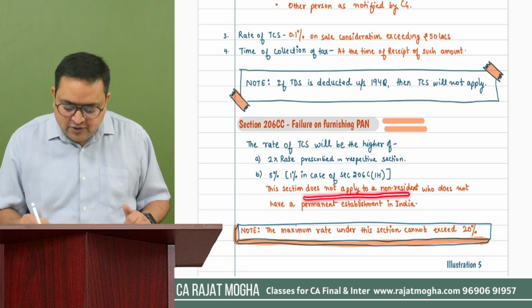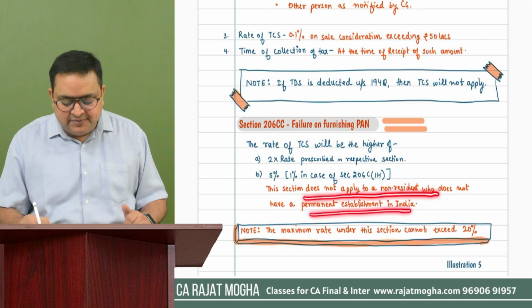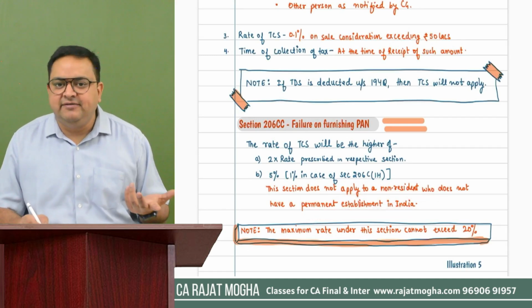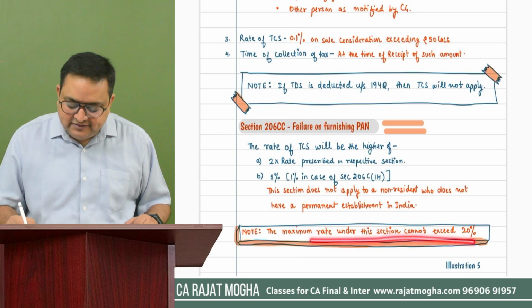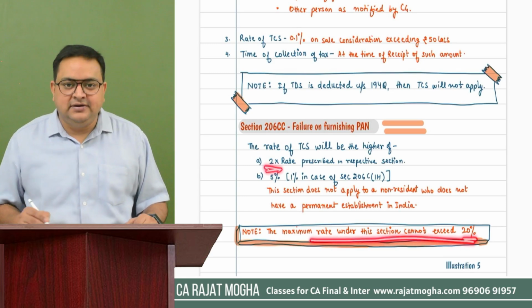This section does not apply to a non-resident who does not have a permanent establishment in India. Why? Because he might not be having the PAN number. And the maximum rate under this section cannot exceed 20%. The maximum rate cannot exceed 20%.